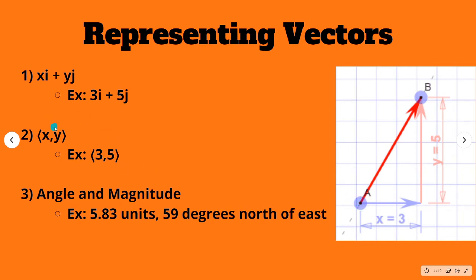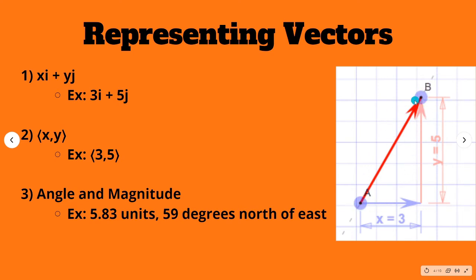Then the next way is by using these angular brackets, and inside, instead of having an i and a j, you simply put in the x component and the y component. So here, for example, you can just put the angular brackets and then 3 for the x component, then a comma, and then 5 for the y component. And then on the graph, again, you would simply move 3 units to the right, 5 units up, and then connect those 2 points. And this line is the vector.